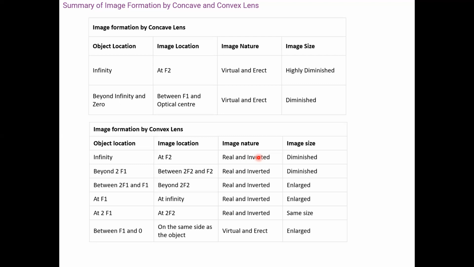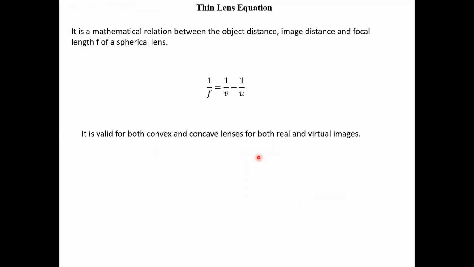Now we will discuss about thin lens formula. Now what is the thin lens formula or thin lens equation? Sometimes it is called lens formula. So see, what is this? It is a mathematical relation between object distance, image distance, and focal length of a spherical lens. That is 1/f = 1/v - 1/u. Okay, and this relation is valid for both convex and concave lens and both real and virtual image.